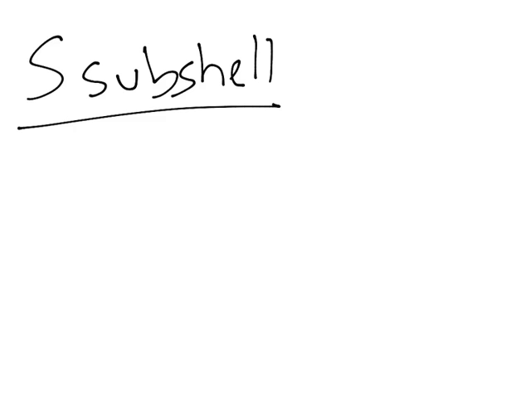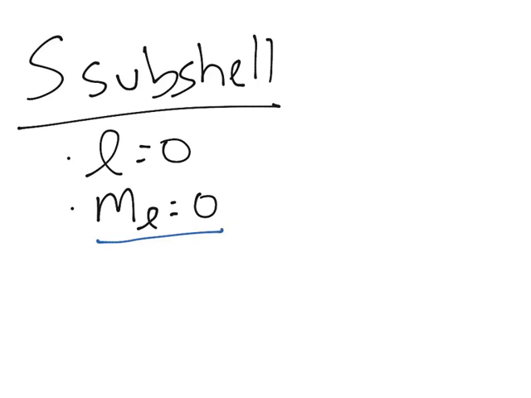So I already said that they occur when L is equal to 0. That's our second quantum number. And they will only have one orientation. That is because the magnetic quantum number, the third one, is only going to be equal to 0. So the number of ways you can represent the subshell will depend on this. For the P subshell, for example, there will be three different orientations, because ML can be negative 1, 0, and 1. But in the S subshell, there's only one orientation.